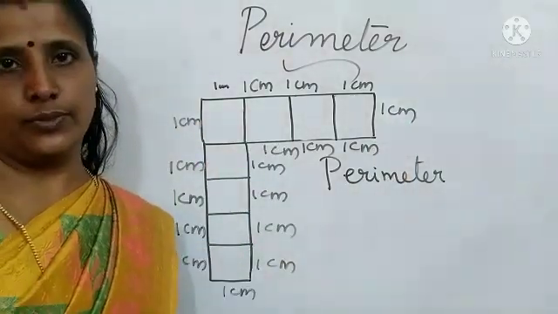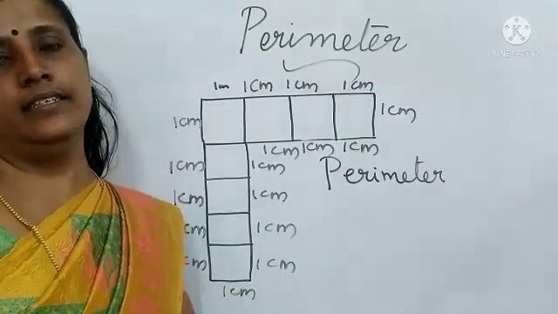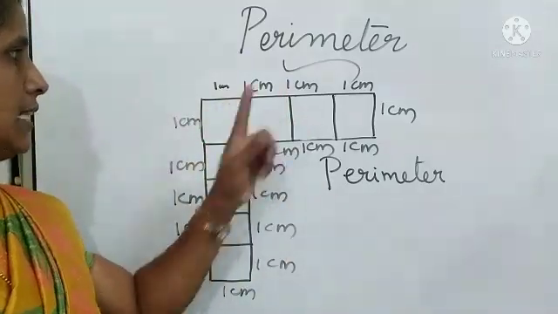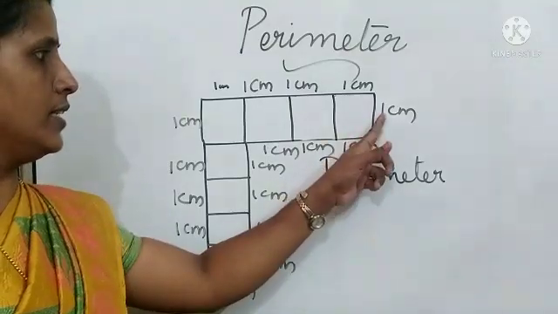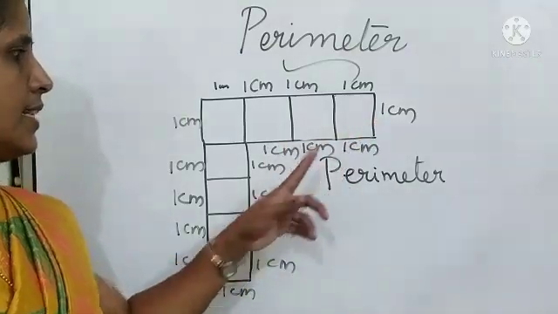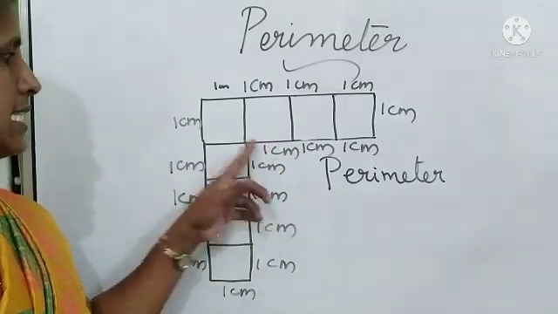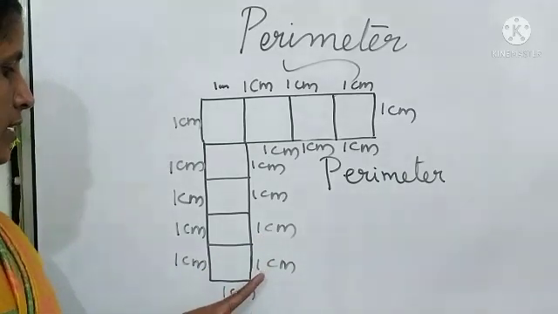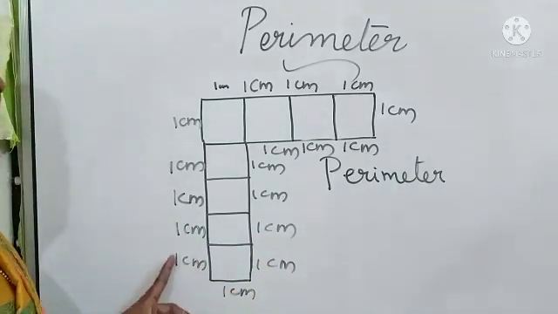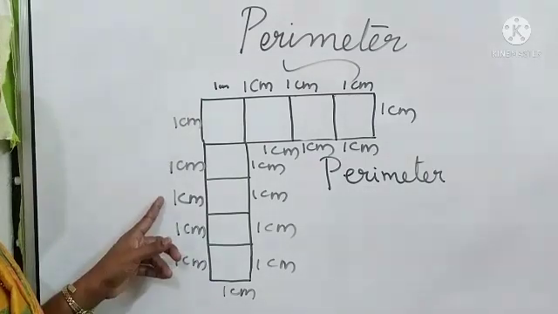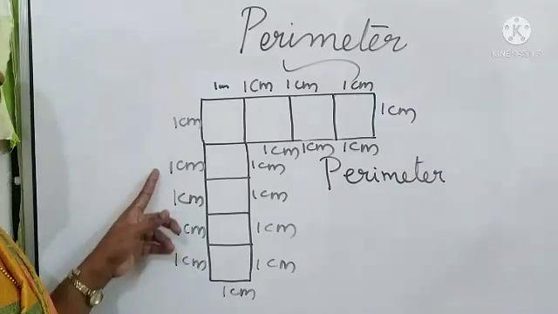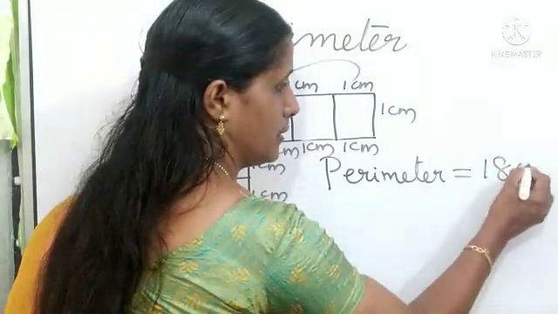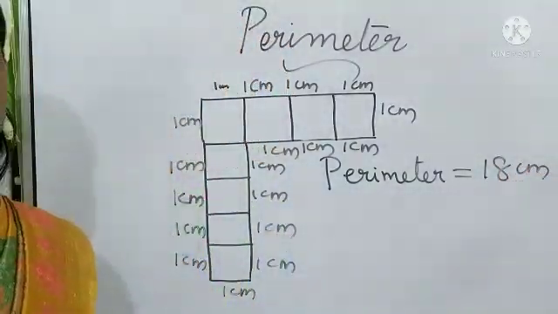So what do we have to do? Yes, we need to add the measurements. So here 1 plus 1, that is 2. 2 plus 1, 3. 3 plus 1, 4. 4 plus 1, 5. 5 plus 1, 6. 6 plus 1, 7. 7 plus 1, 8. 8 plus 1, 9. 9 plus 1, 10. 10 plus 1, 11. 11 plus 1, 12. 12 plus 1, 13. 13 plus 1, 14. 14 plus 1, 15. 15 plus 1, 16. 16 plus 1, 17. 17 plus 1, 18. So here the perimeter is 18 centimeter.